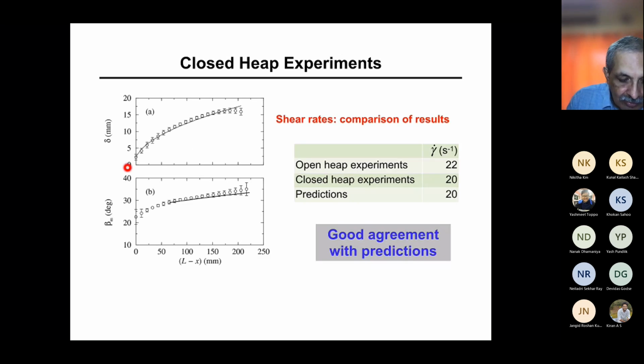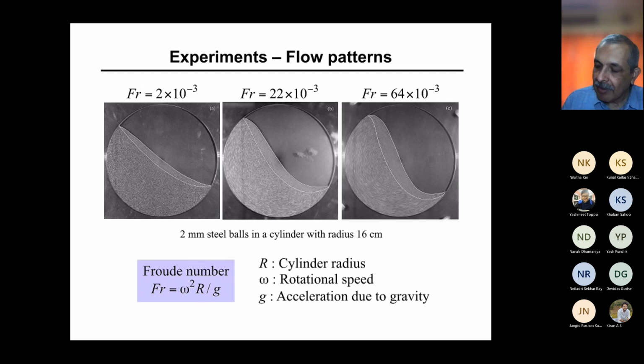And here is a comparison of the theory to the experimental data. This is for the layer thickness, and this is for the angle. And again, you get very nice agreement. And then, of course, you can see for the shear rate what is the prediction as opposed to the experimental measurement. So again, this shows that the theory is quite okay.